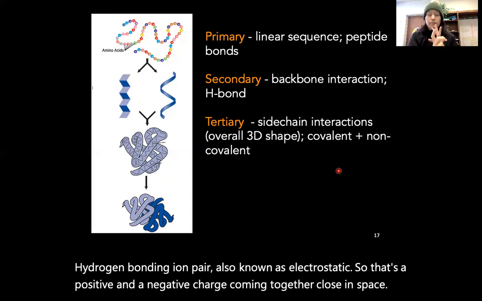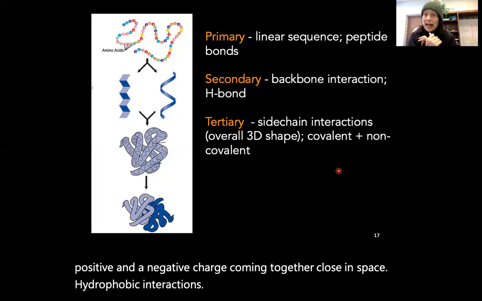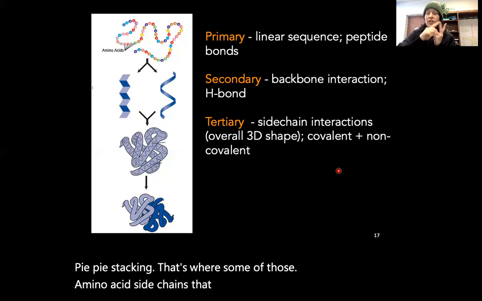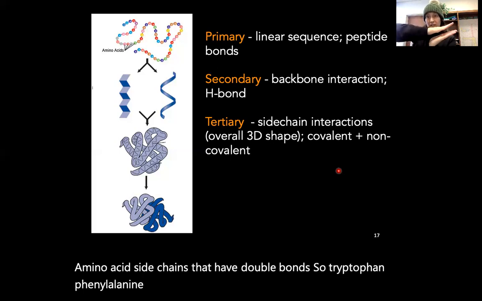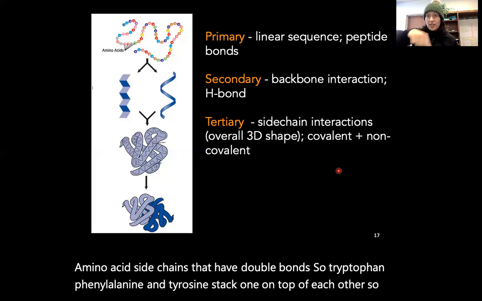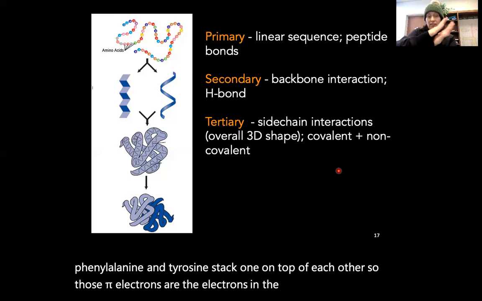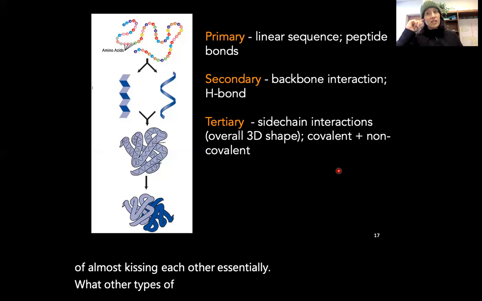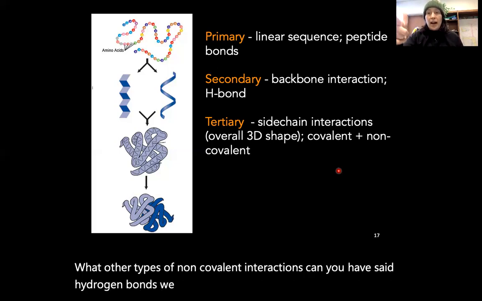Hydrophobic interactions, pi-pi stacking. That's where some of those amino acid side chains that have double bonds, so tryptophan, phenylalanine, and tyrosine, stack one on top of each other. So those pi electrons, or the electrons in the double bonds, are almost kissing each other, essentially. What other types of non-covalent interactions can you have? We said hydrogen bonds. We said ion bonds.